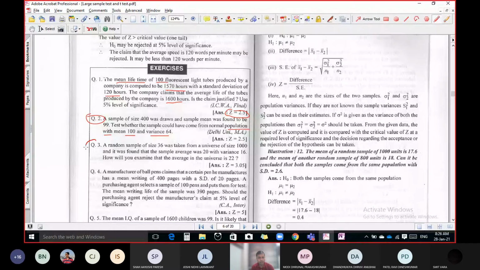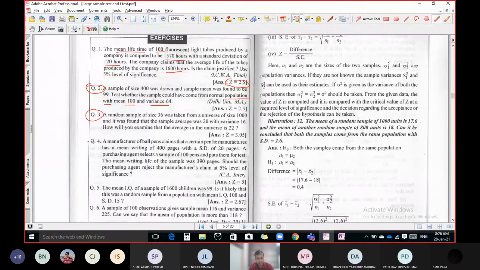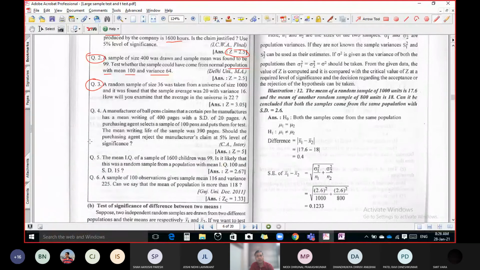Okay, let us do one more example. Question number 3. A random sample of size 36 was taken from a universe of size 1000. Universe means population. Population of size 1000. Sample is selected and sample size is 36. It was found that the sample average was 20 with variance 16. How will you examine that the average in the universe is 22? That is the question.